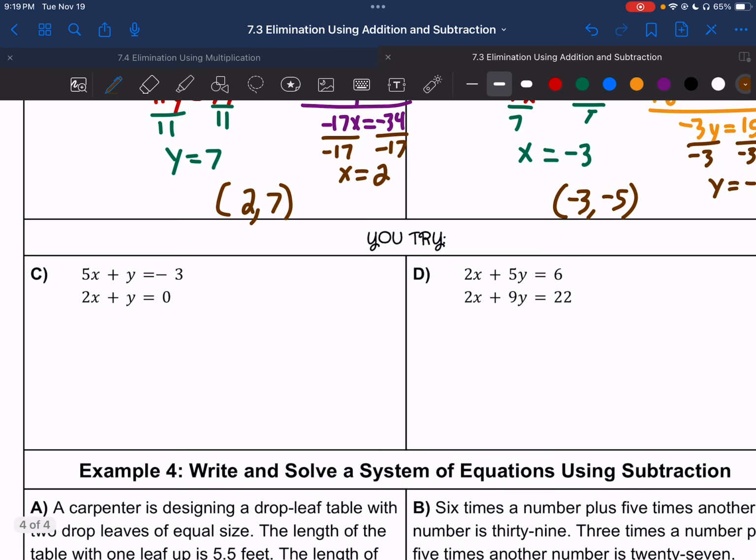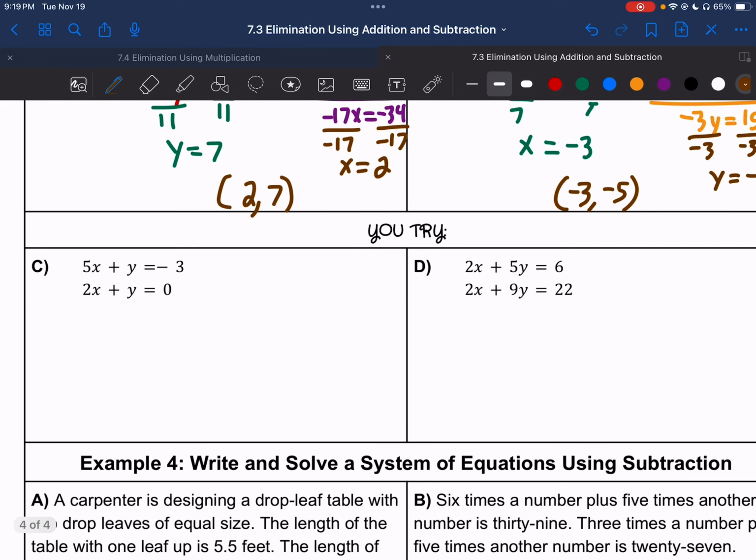All right. Letter C and D are you-try problems. Do those on your own and then check your work against mine.